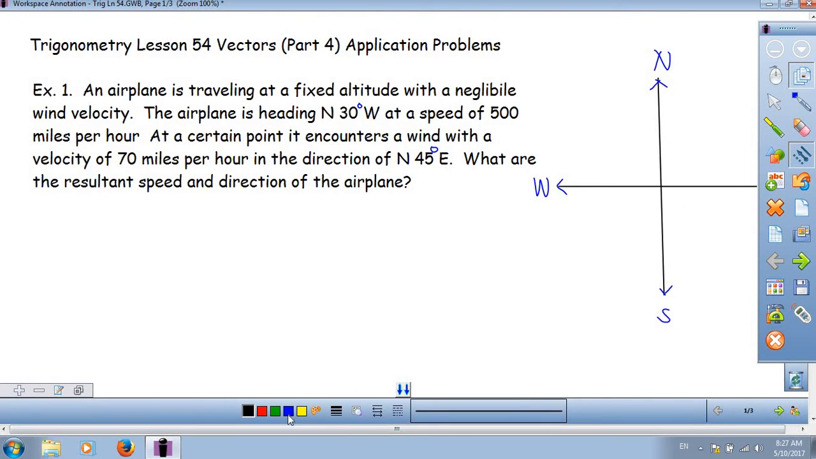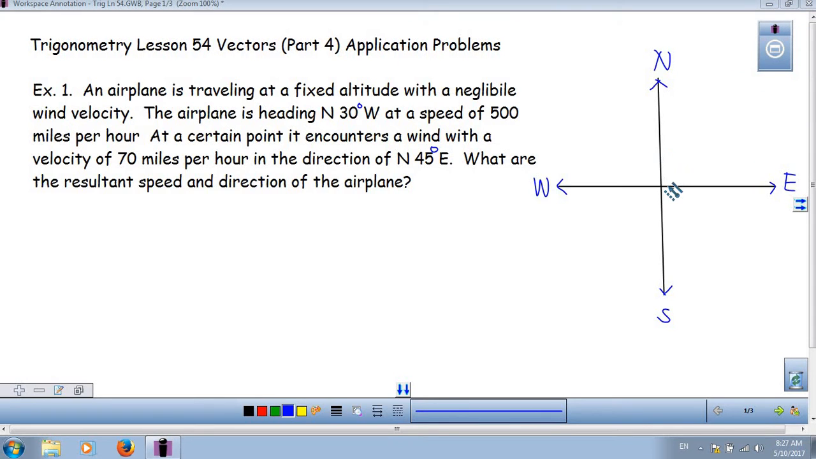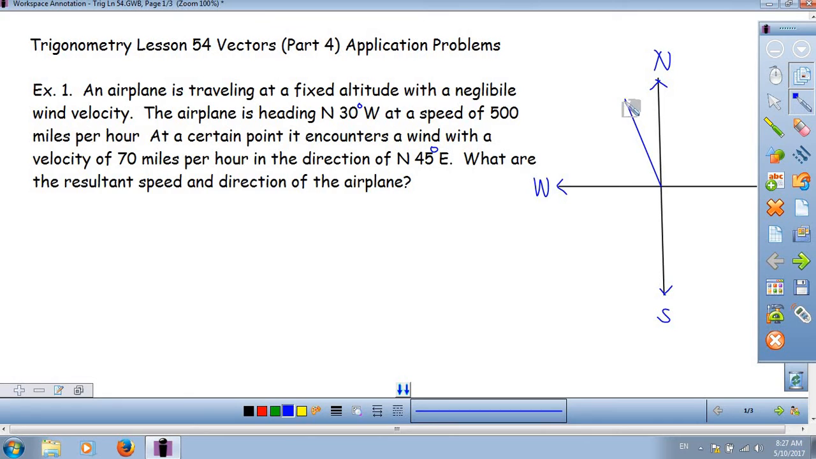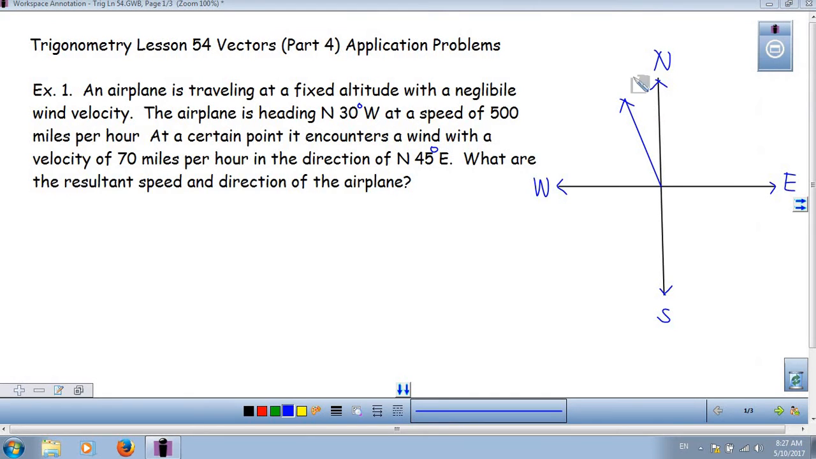So for the initial velocity of our airplane, let's assume it starts from the middle, from the origin. It's going to go north, but it goes 30 degrees west. So this would be my initial velocity for the airplane, and this angle right here is 30 degrees. This means going north 30 degrees towards west. So this is my original airplane, flying in this direction at 500 miles per hour. So the initial velocity is like this.